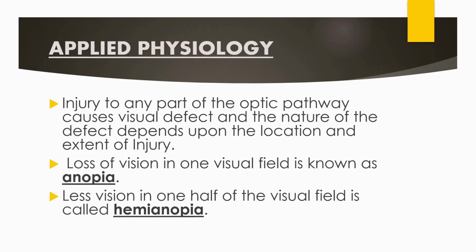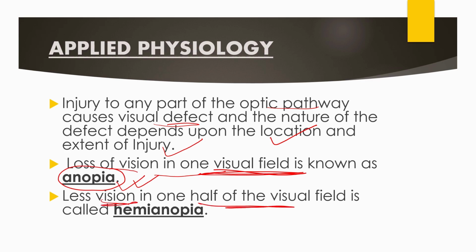Next, we have the applied physiology. Applied physiology comprises anopia and hemianopia. Any injury to any part of the optic pathway causes visual defect, and the nature of this defect mainly depends upon the location and the extent of injury. So, what is anopia? It is the loss of vision in one field. One complete field loss is called anopia, whereas if that vision loss is found in half of the visual field, it's called hemianopia. Clear? A complete loss is called anopia and half loss is called hemianopia.